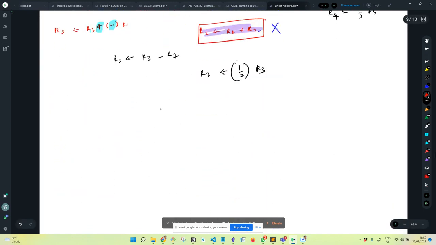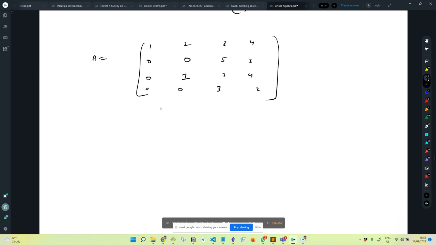Right. Now let me give you some arbitrary matrix A. A equals, let's say, 1, 2, 3, 4, 0, 0, 5, 3, 0, 1, 2, 4, 0, 0, 3, 2. Can you suggest the RREF conversion procedure for this matrix? First, you look at the first entry of the first column, and try to make it 1. In this case, it is already 1, so you will go to the entries below it, and you will want to make all such entries 0. Now, in this matrix, they are already 0, so you are done with the first column.